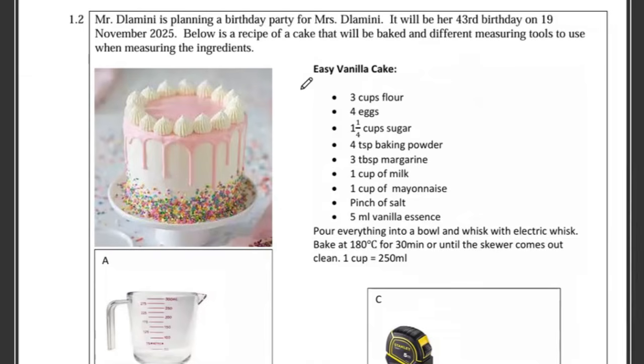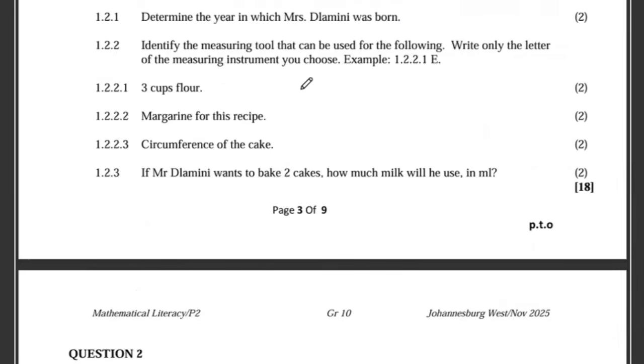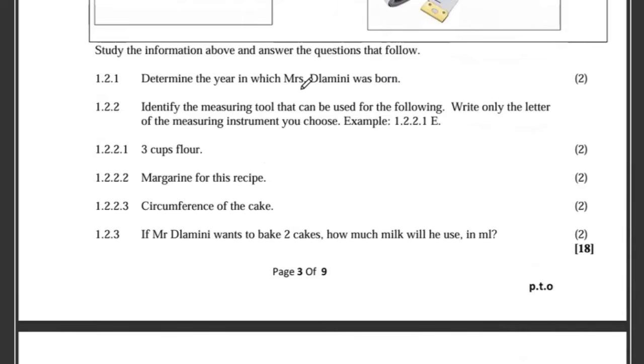Below is a recipe of a cake that will be baked and different measuring tools to use when measuring the ingredients. Okay, so question number 1. Now the person is turning 43. This is 2025. So we shall say 2025 minus 43, and the answer is 1982. That's how we get the year when the person was born. It's the current year minus the age.